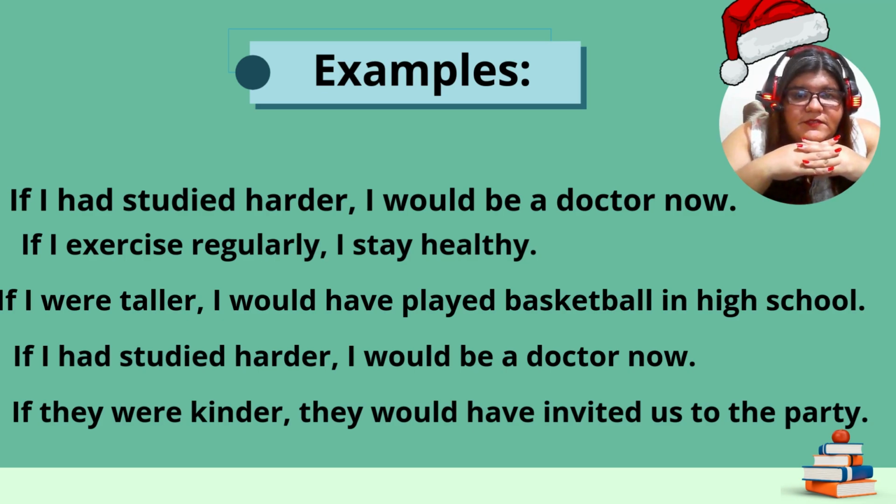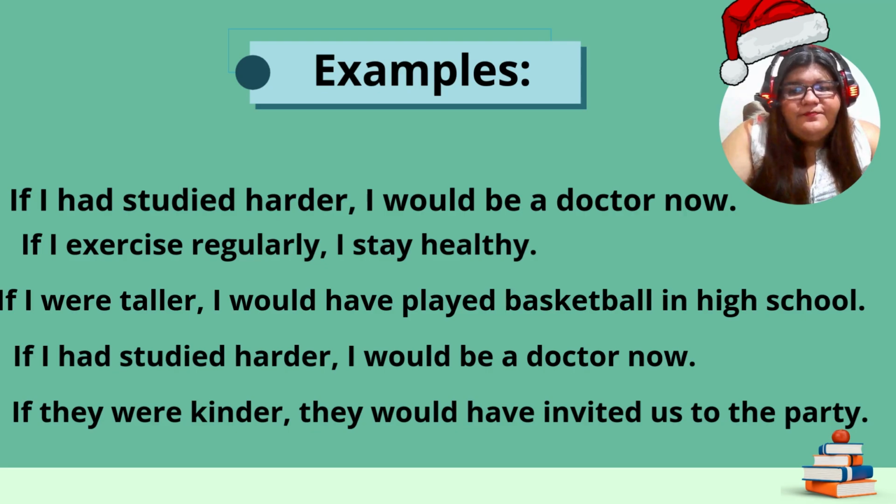Without saying this is the first, the second, the third, because at this time we can say that you should be able to identify, for example, what is zero, first, second, and third conditional. So let's see some examples. If I had studied harder, I will be a doctor now. If I exercise regularly, I stay healthy. If I were taller, I would have played basketball in high school. If they were kinder, they would have invited us to the party.